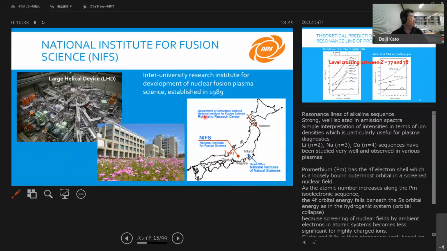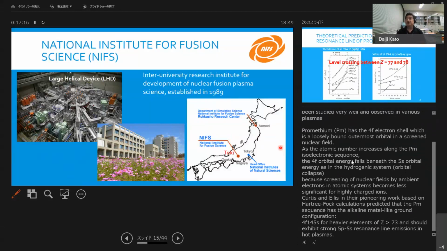And the next topic is the search for the resonance line of alkali-like sequences. The resonance line of an alkali sequence is strong and well isolated in the emission spectra, and it allows simple interpretation of intensities in terms of ion density, which is particularly useful for plasma diagnostics. So far, lithium, sodium, and copper sequences have been studied very well and observed in various plasmas.